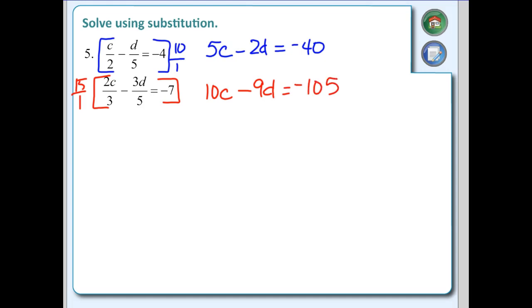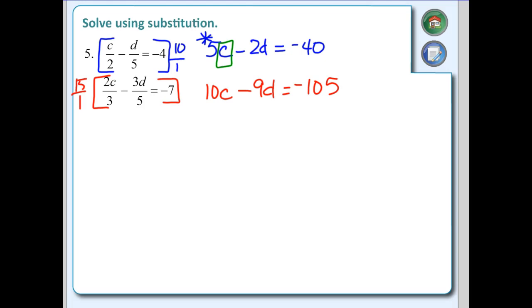Now, kind of nasty, but we need to get somebody alone. Who do you think we should solve for? Well, I'm just going to not be very diplomatic. I'm going to go ahead and take this one. And I think I'm going to solve for C. So if I solve for C, what's going to happen?